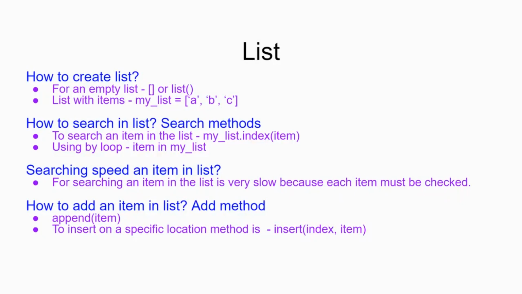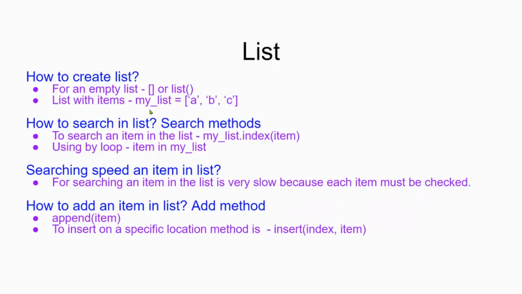So we'll start with the first one, list. Where do you use list? We can see plenty of examples in Python where lists have been used. Normally a list is used for storing similar items, and where items need to be added or removed. So how can you create a list? You can create an empty list like this with brackets, or list with parentheses, like this empty list.